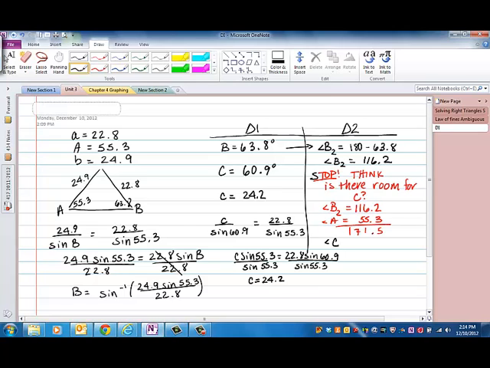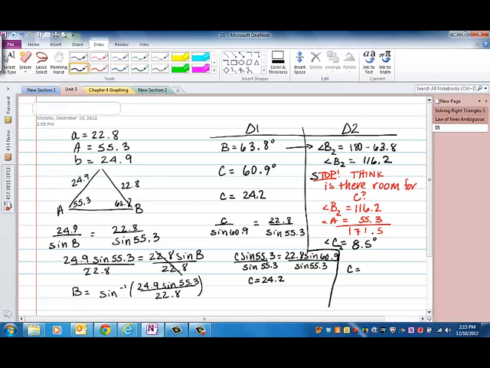So we find angle C. We take 180 minus this 171.5 and we get angle C to come out to be 8.5 degrees. We now have angle B of triangle 2. We now have angle C of triangle 2. The last thing that we need to solve for is side C from triangle 2.